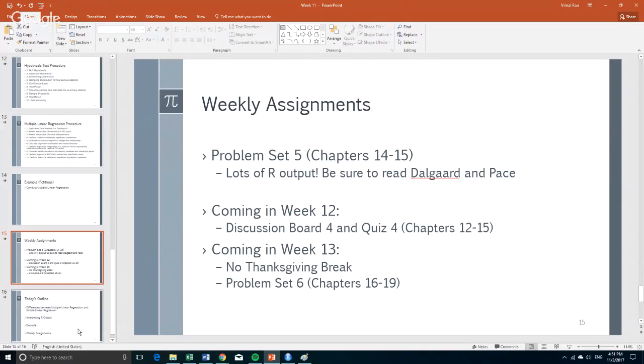So this week is a problem set. Coming up next week is a quiz on chapters 12 through 15. So this is ANOVA. This is correlation and simple linear regression, as well as multiple linear regression from this week. Next week, or the week after that, in week 13, again, that's the week of Thanksgiving. There's no Thanksgiving break, but we do have a problem set. So I do not expect you to spend your Thanksgiving doing statistics homework. I certainly am not going to be spending my Thanksgiving doing statistics, but please do make sure that you plan out your time accordingly that week.